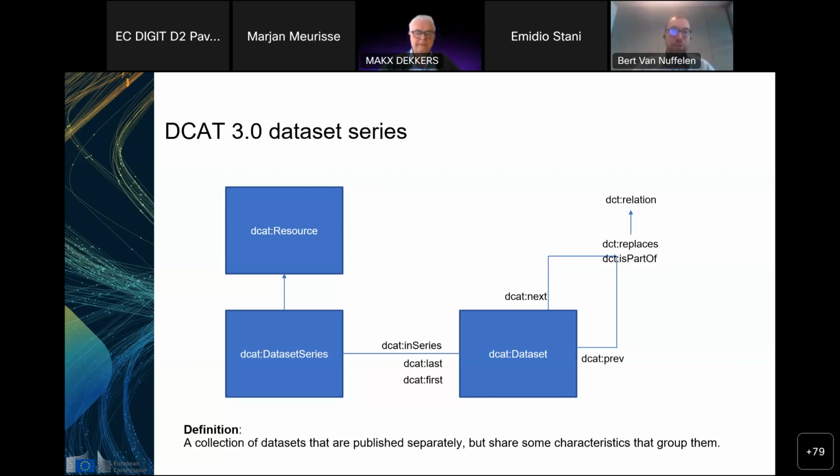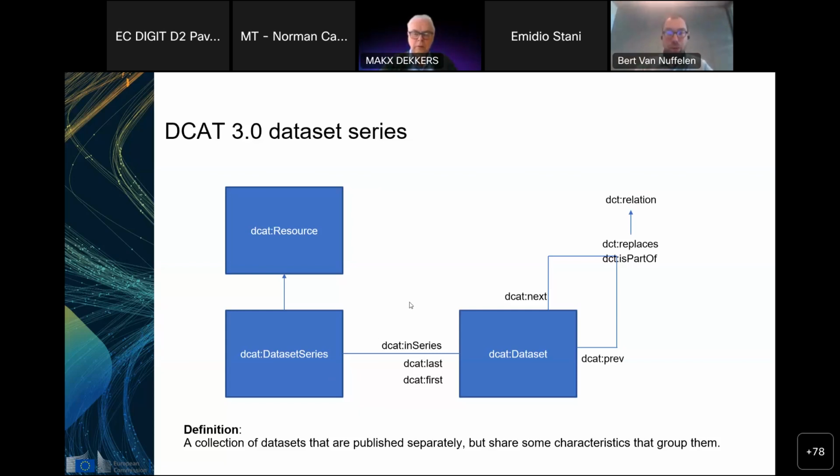Continue, please. Okay, so if we zoom in on what DCAT-3 offers us around dataset series, this is the picture where I put at the bottom the W3C definition of what a dataset series is: a collection of datasets that are published separately but share some characteristics that group them. And then there is some relationship with the collection of datasets that you can find either via the last or the first in the chain, and you can browse to it using next and previous, or from the dataset perspective itself, you can express I'm part of this series. It's with DCAT in series. So this is available, and this is a very focused view, but we come back later to that.